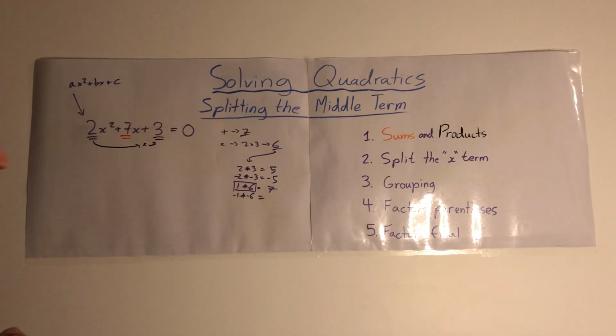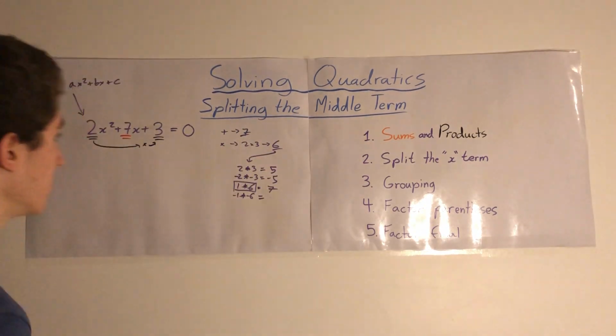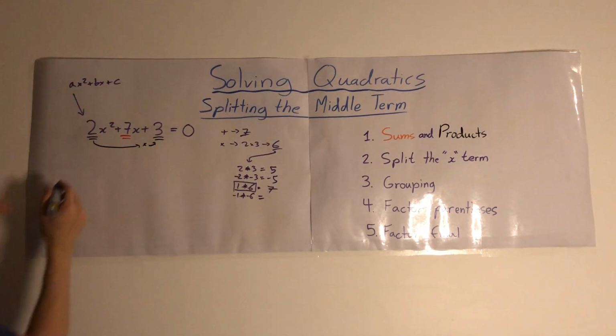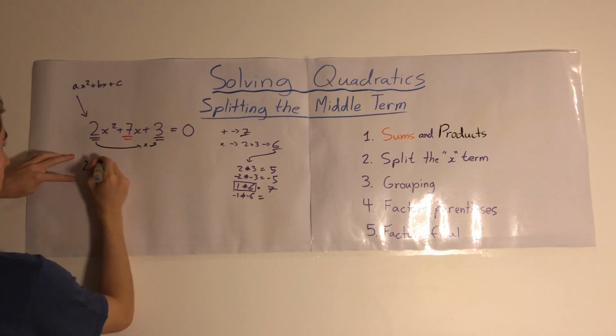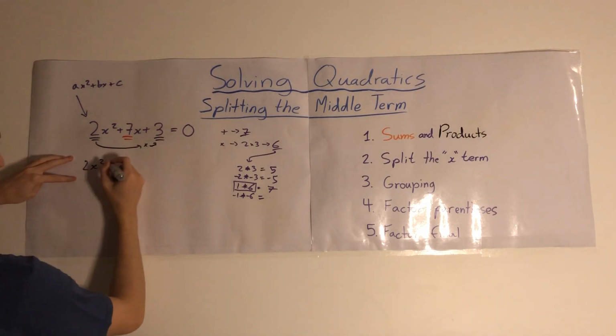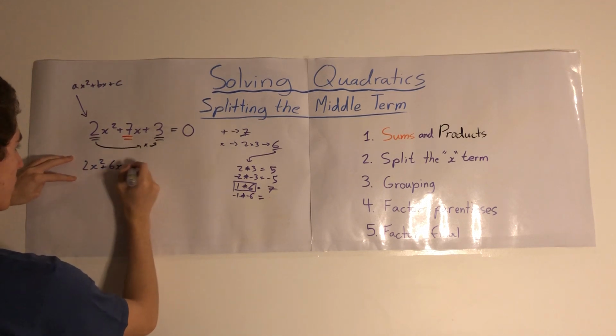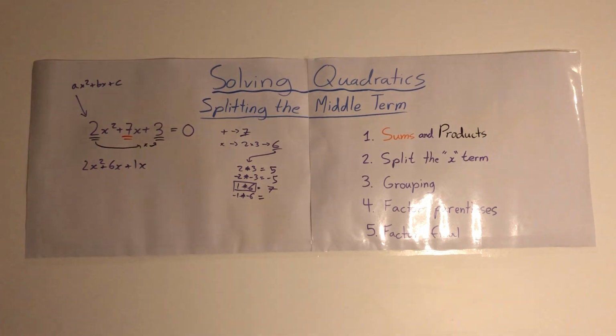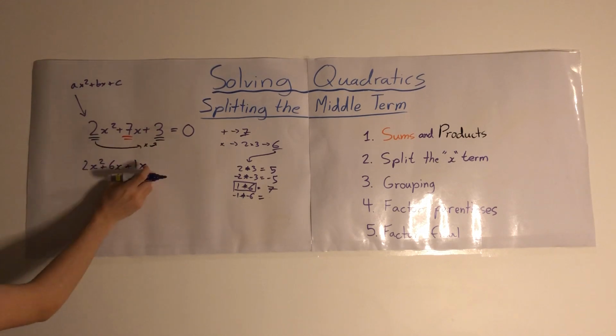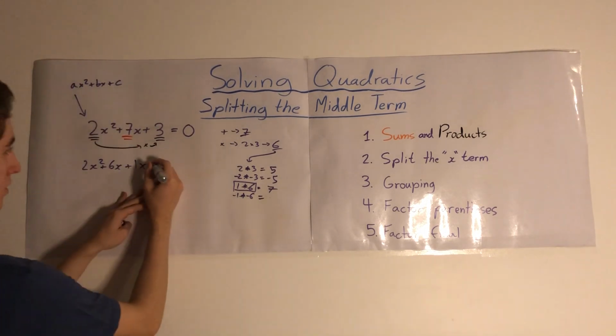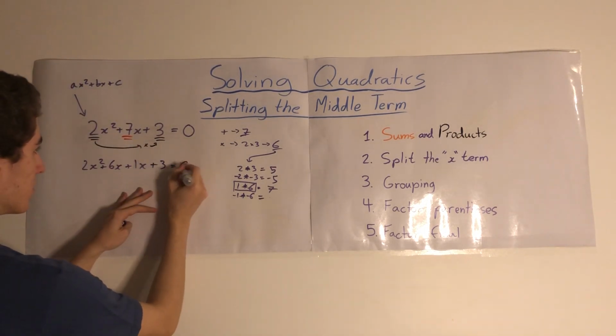Okay, then let's go through our steps. Second, split the x term. So now our 7, instead of 7, is going to be 6x, oops, plus 1x, right? Which is exactly the same thing. 6x plus 1x gives you 7x plus 3. And let's leave the equals 0 here.